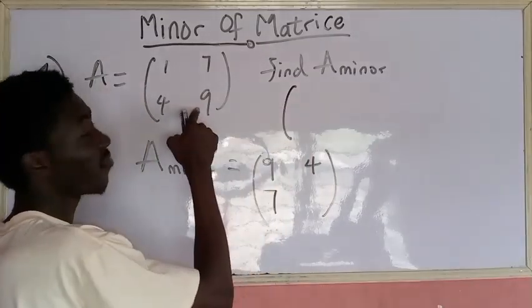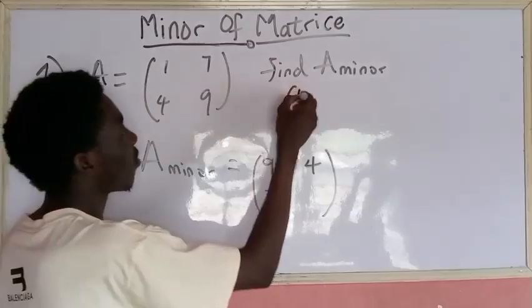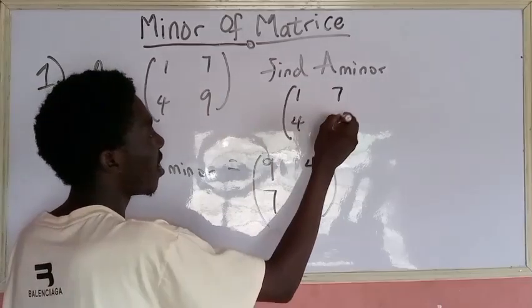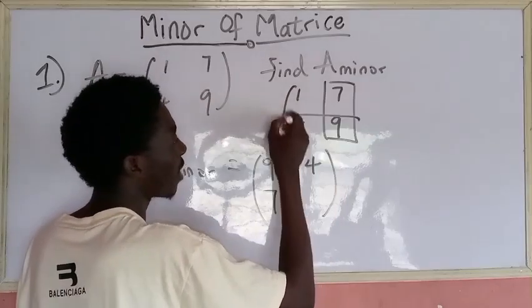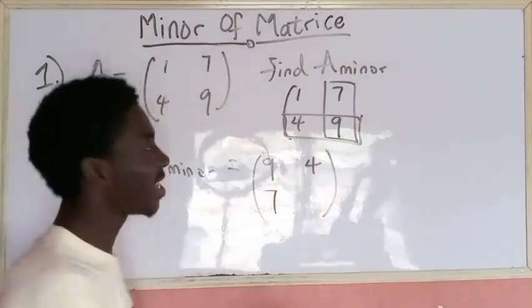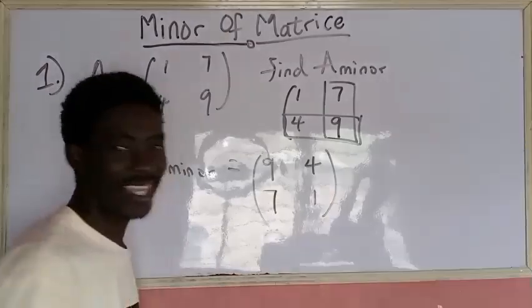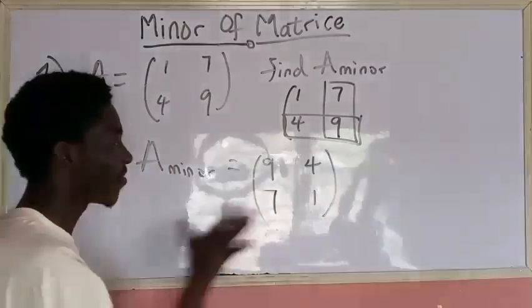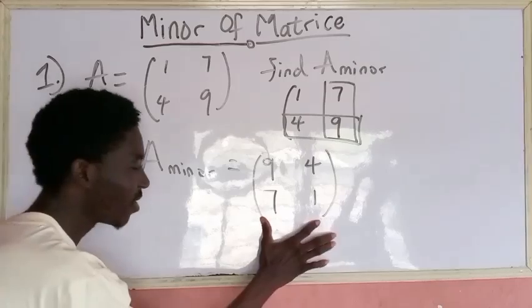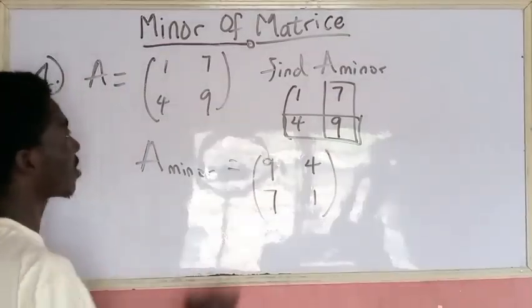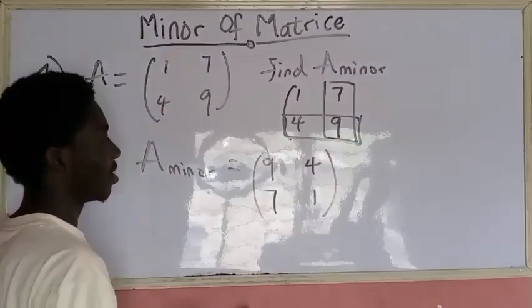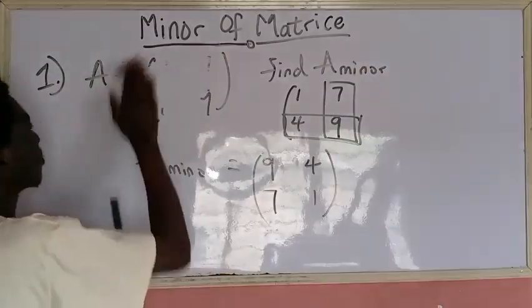Next, we'll look for the minor of 9, from 1, 7, 4, and 9. 9 occupies this column and this row, so I'm left with a 1. So my 1 is here. And that is how we check out the minor of the matrix. So this is the minor of this matrix. Let's go to the next example. So the next question.